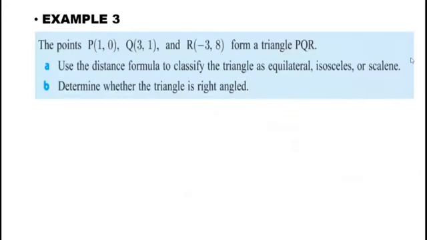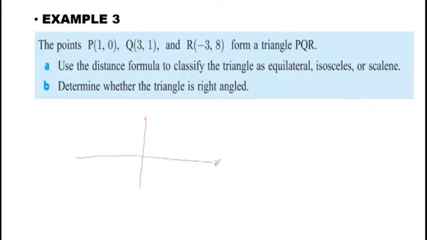So now let's look at this example, which looks a bit different from the two examples we've discussed so far. In this question, it says that the points P, Q, and R form a triangle PQR. We should use the distance formula to classify the triangle as equilateral, isosceles, or scalene. So I'm going to give a rough sketch of how the triangle may look.